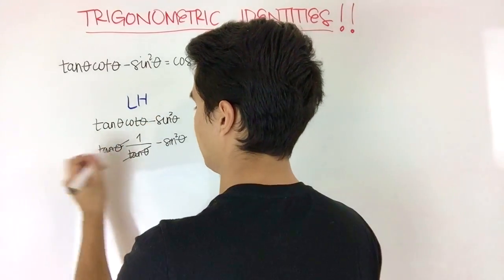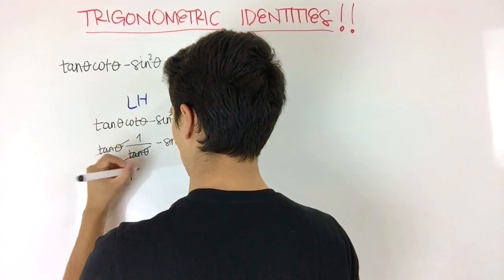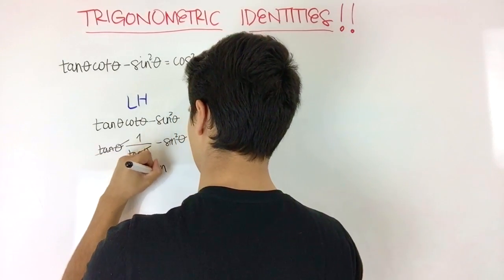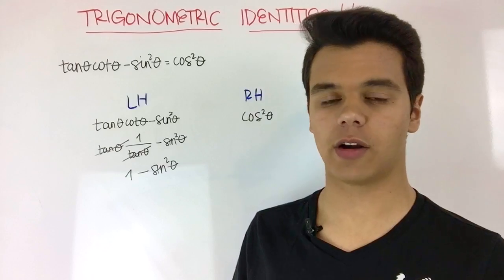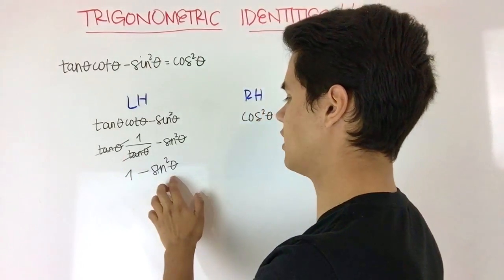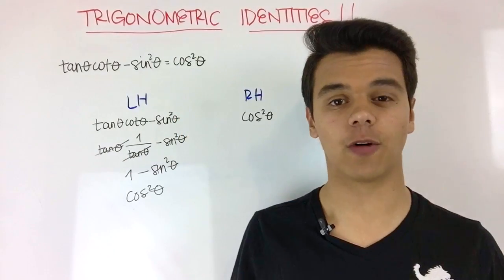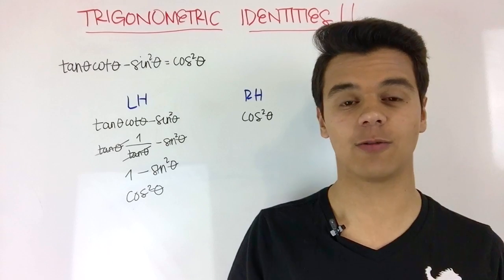So tangent with tangent are going to cancel each other out, and we end up with 1 minus sine squared of theta. And we know that the cosine squared plus the sine squared is equal to 1. It would make sense that 1 minus sine squared of theta would be equal to cosine squared of theta. And therefore, we just proved that our left hand is equal to our right hand.